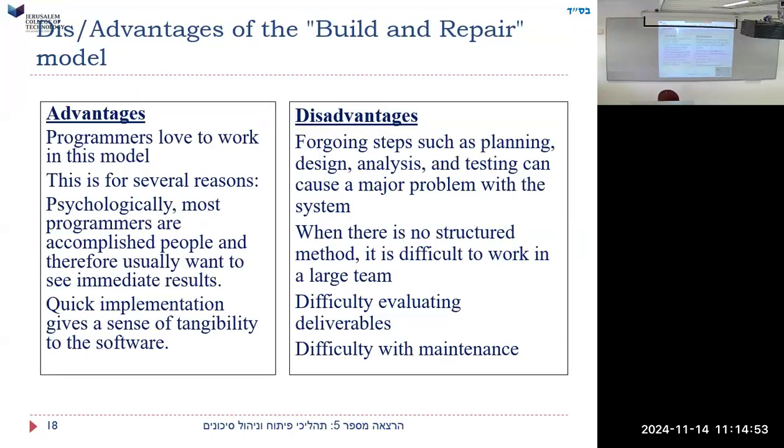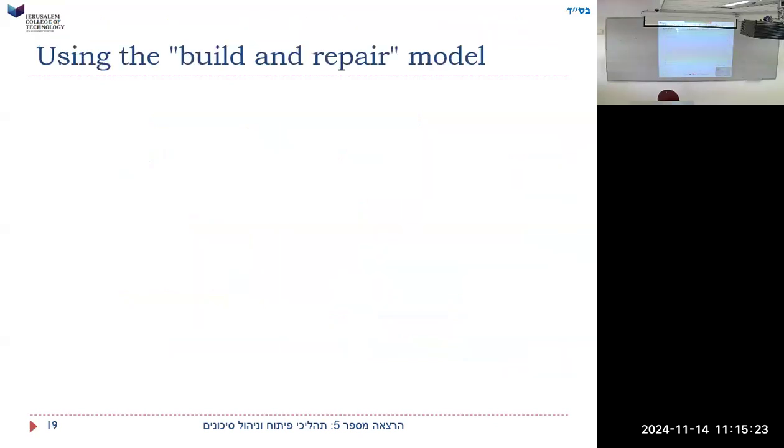Wait a second. Advantages. Programmers love to work in this model. They can just get to work right away. This is for several reasons. Psychologically, most programmers are accomplished people and therefore usually want to see immediate results. Quick implementation gives a sense of tangibility to the software. So first of all, people want to see results, and this gives results quickly. This is the way DOS was programmed by Microsoft back in the 80s.